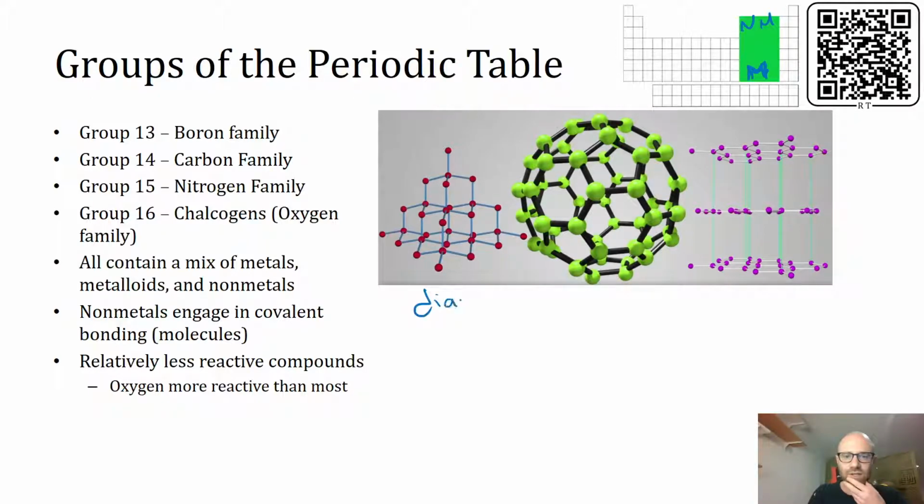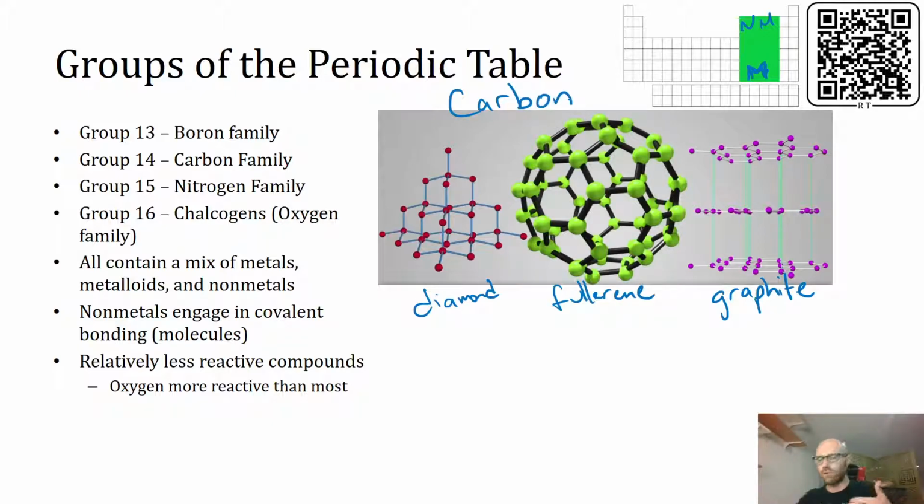This is the structure of diamond. This is the structure of fullerene. It's also called buckyballs, and you find them in carbon nanotubes. They cap the carbon nanotubes. And this is graphite. All three of these are elemental forms of carbon. When you have a situation where one element can take on multiple structures and get multiple different substances with different properties, we call these three substances allotropes.